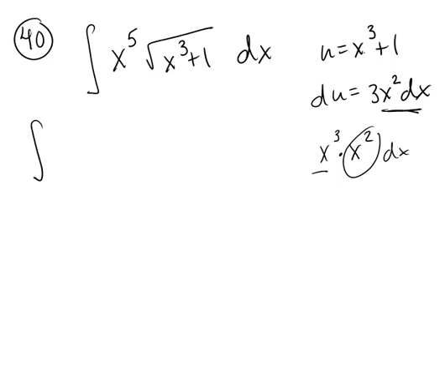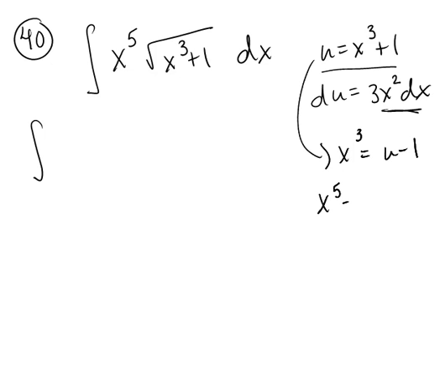And x to the third is actually up here in your u, so you can solve for x to the third. x to the third is equal to u minus 1. So right here, notice that x to the third is equal to u minus 1. And note that x to the fifth can be written as x to the third times x squared. And so what we can do is we can write this x to the fifth.